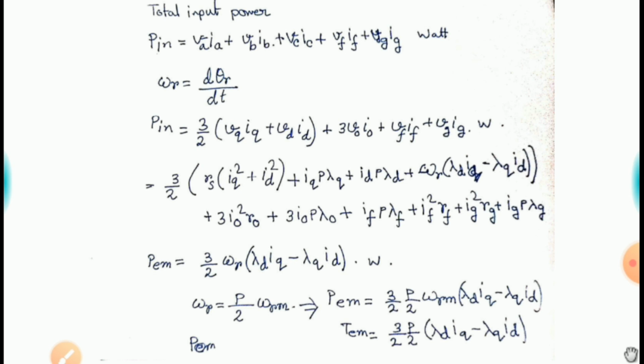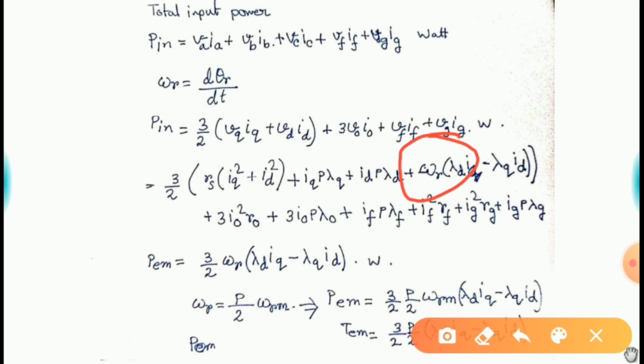eventually if you consider your mechanical output, then this electromagnetic torque or electromagnetic power, whatever will be converted, must have a term omega r, right? So we must figure out the terms which are associated with this 3 by 2. So this is our output power.